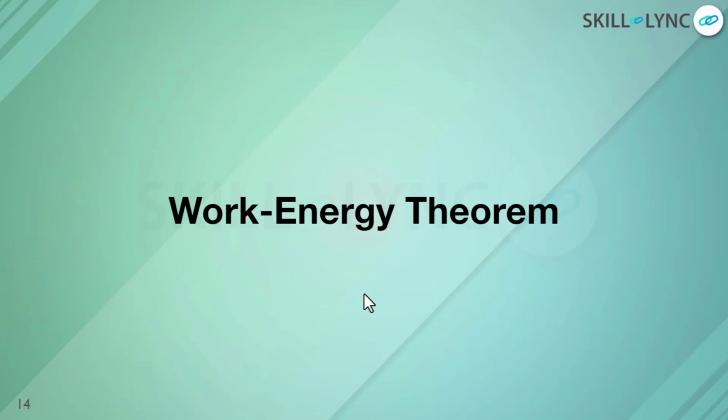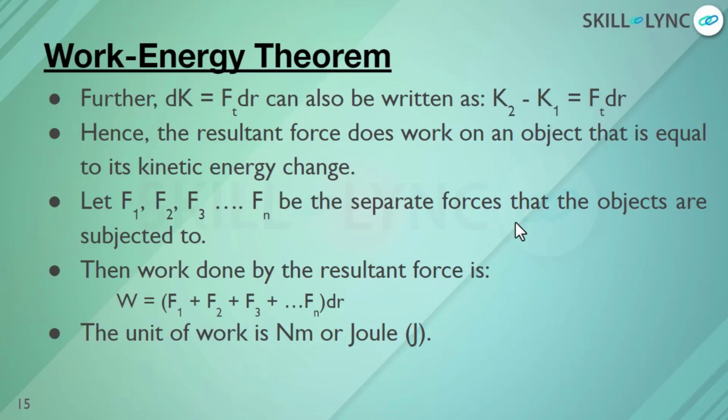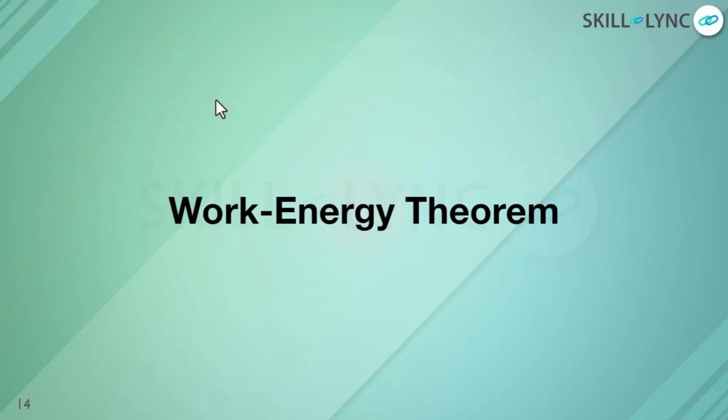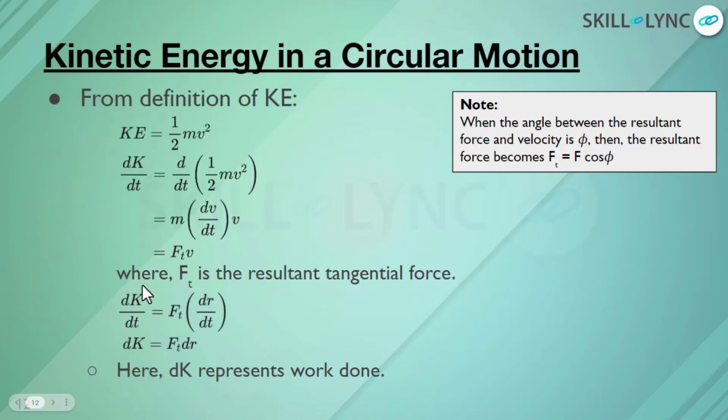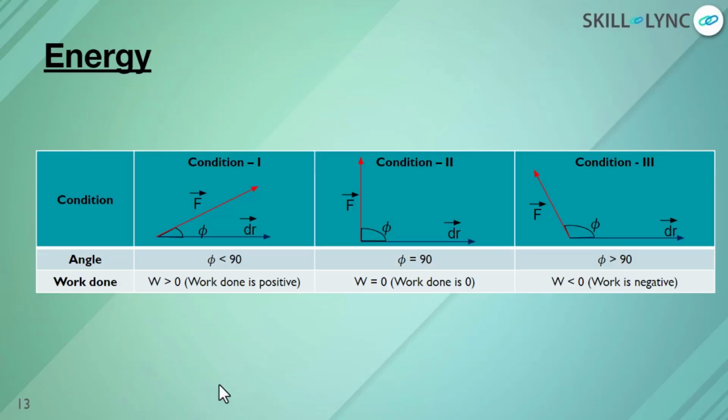Now let's get to know what the work energy theorem is. Let dK be equal to Ft into dr, and this can also be written as K2 minus K1 is equal to Ft into dr. How did this come about? Let us refer to the previous slides. In the last equation, we have seen that dK is equal to Ft into dr, where dK represents the work done, Ft is the tangential force acting on the body, and dr is the distance traveled by the body.